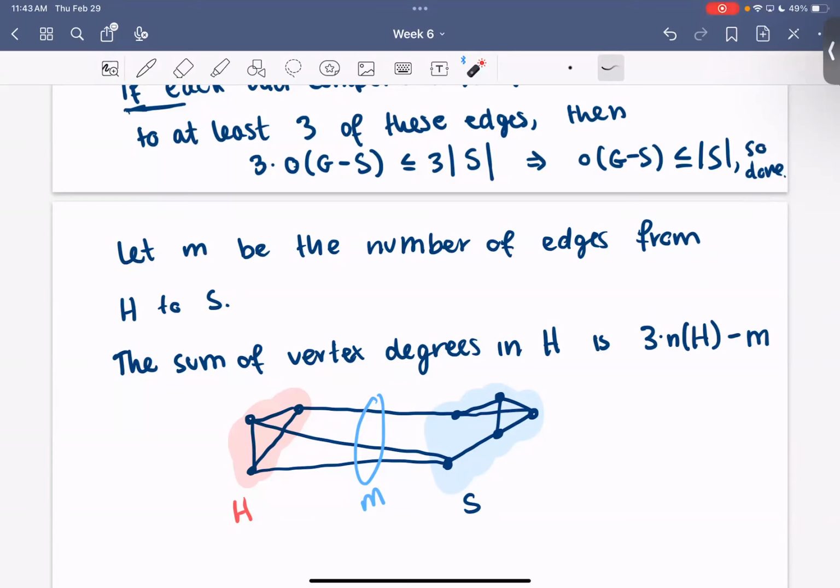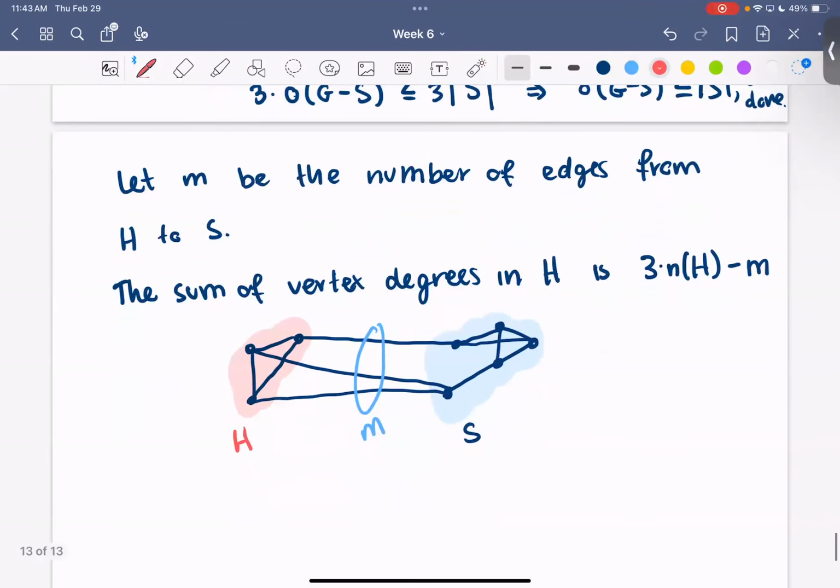Wait, sorry, I guess I am confused. So this is thinking of H as a subgraph, which is G minus, so what is H? Yeah, so H is G minus S. So we would just have this portion of the graph. Okay, does that clear it up?